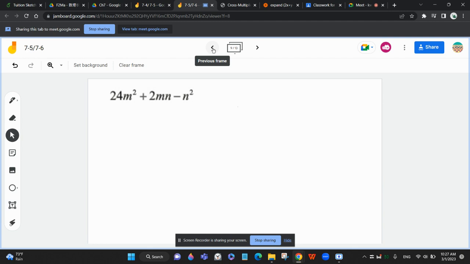So maybe I can talk about how to use the cross multiplication. So this m over here, so here we need to separate the 24 out. So we can try to factor the 24.